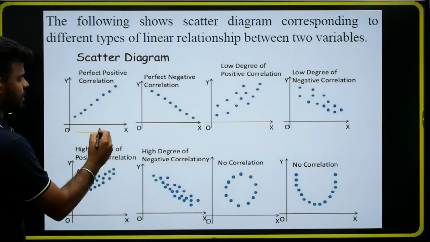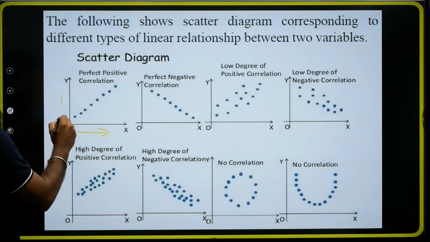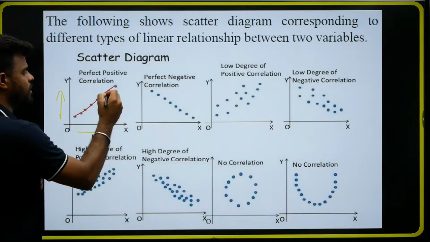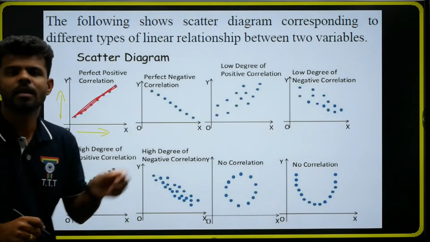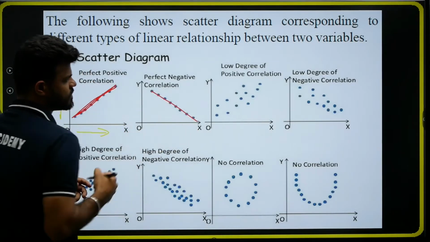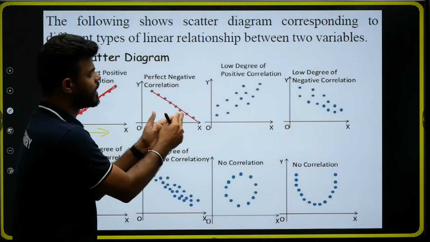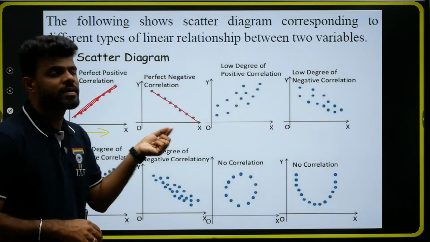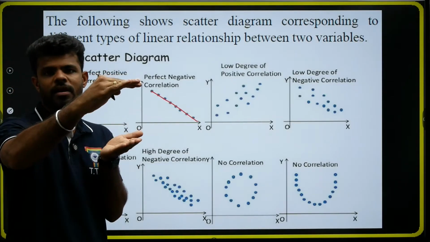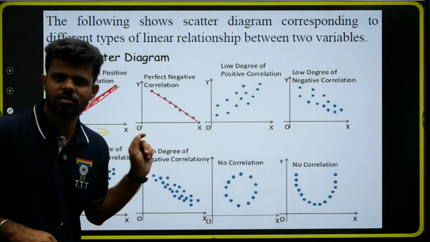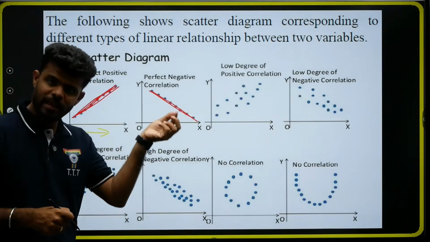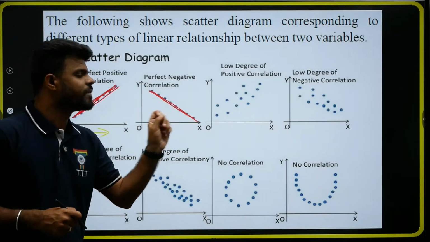Suppose you take x variable values in the x-axis and y variable values in the y-axis, and if all the points lie in a straight line, then we can say that perfect positive correlation. Suppose the line is in a decreasing order, then you can say that perfect negative correlation. So if it is an exactly straight line in the upward direction, then you can say that perfect positive correlation. Suppose it is decreasing order, then we can say that perfect negative correlation.